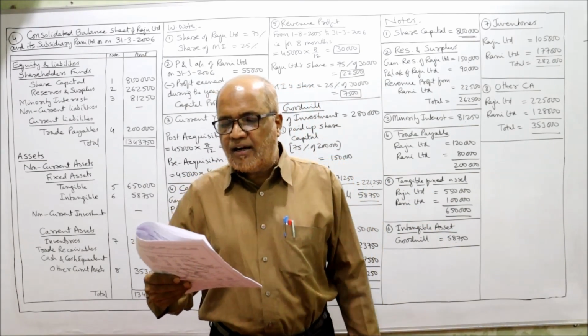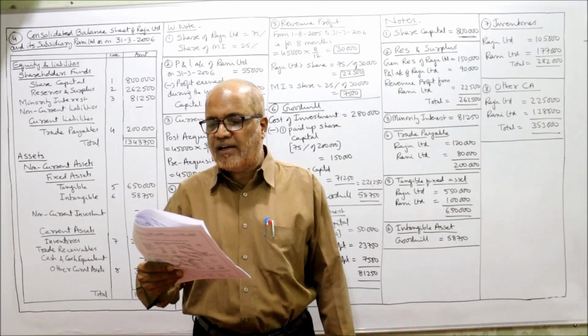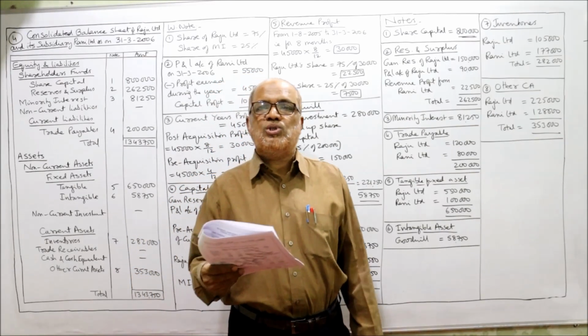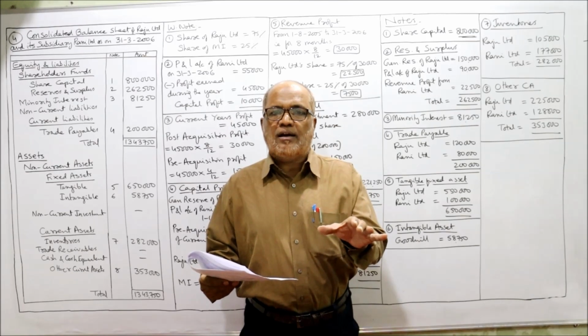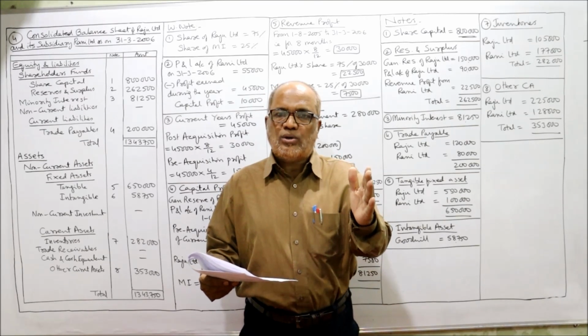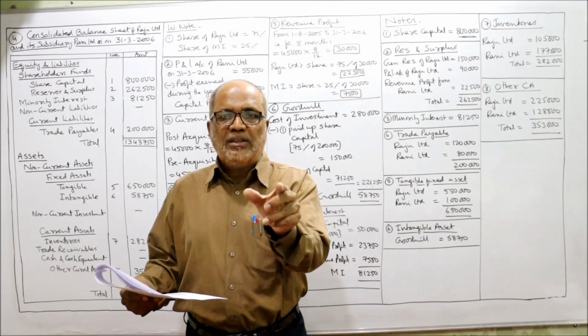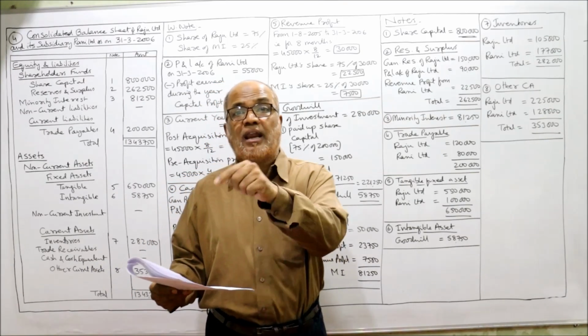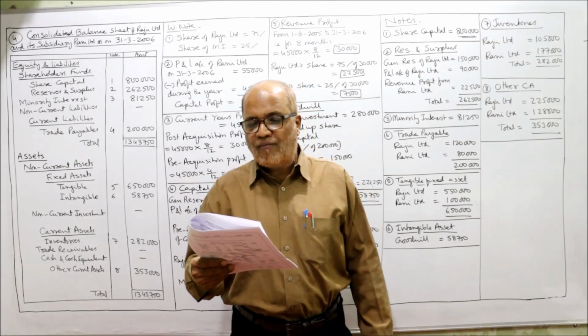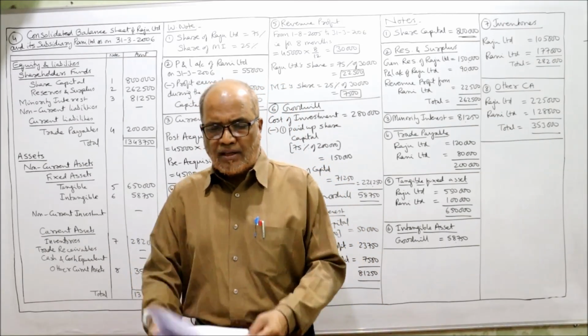Then S Limited earned a profit of 45,000 for the year ended 31st March 2006. During the current year, from 1st April 2005 to 31st March 2006, the profit earned by Rani Limited is 45,000. That's it.